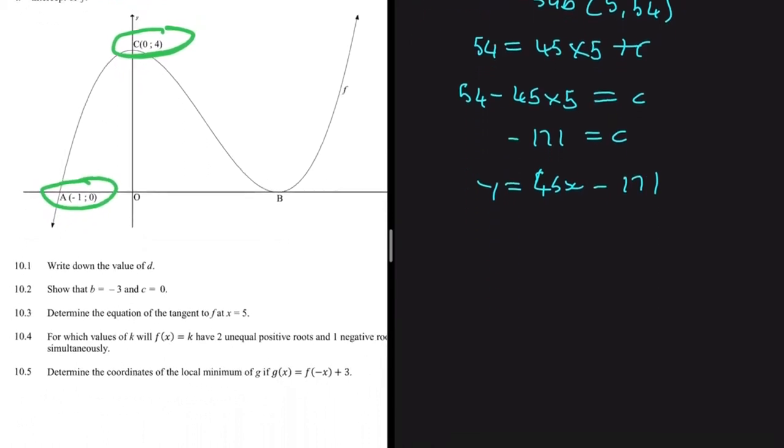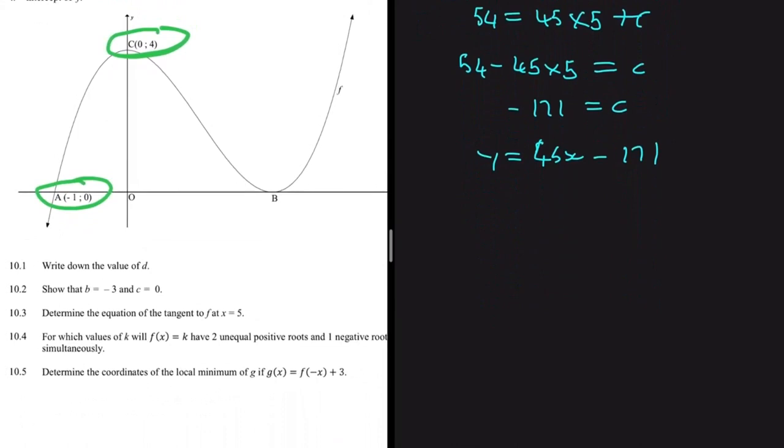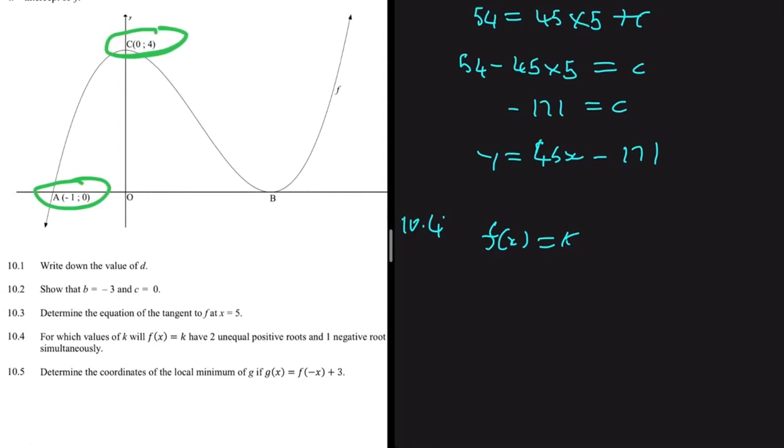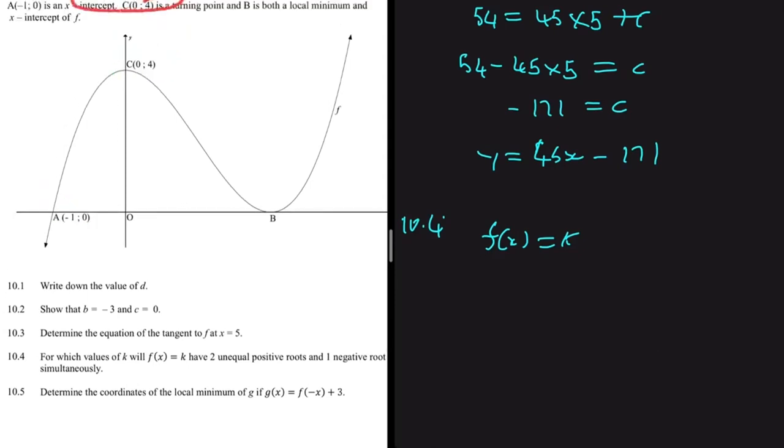Let's do 10.4. 10.4 is those kind of problems that people don't really want to do, but yeah, it's not that bad. So they're saying, for which values of k will f of x equals to k have 2 unequal positive roots and 1 negative root simultaneously. Okay, so let's look at our equation. In this instance, we have 1 negative root, right? And then 1 positive root.